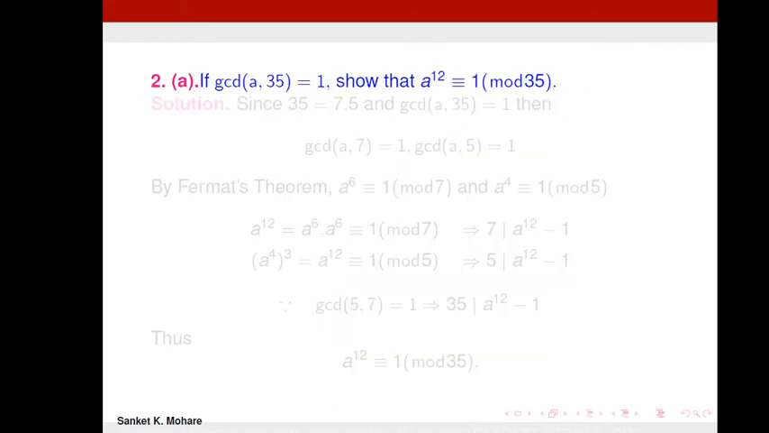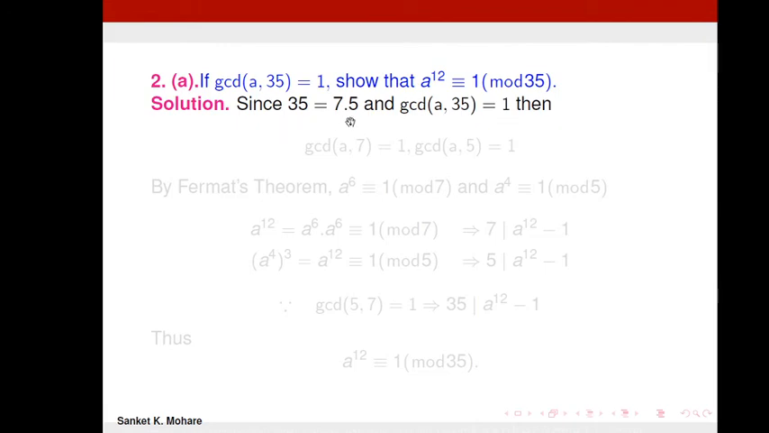Next example from the same problem set 2a. If GCD of a comma 35 is equal to 1, then show that a to the power 12 is congruent to 1 modulo 35. This means you have to show that 35 divides a to the power 12 minus 1. Here a is unknown, a is any integer, maybe prime, maybe composite.